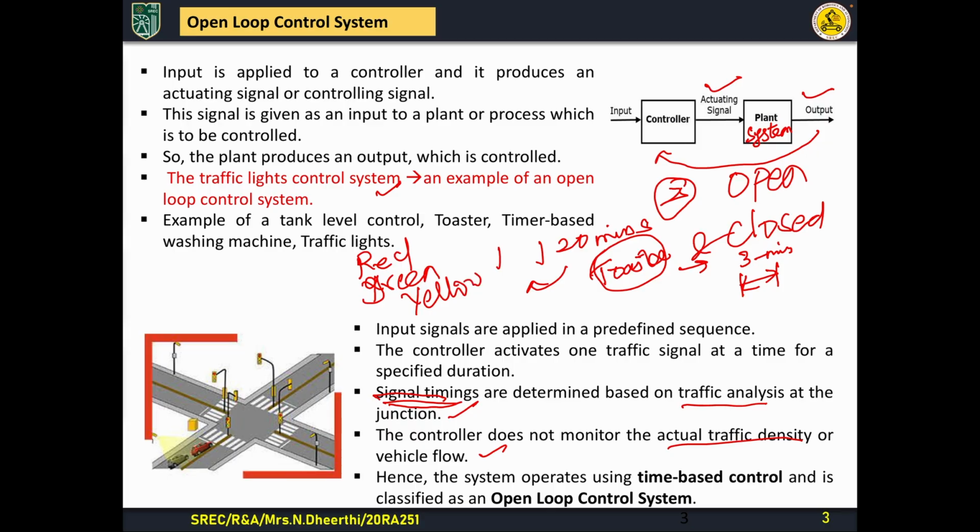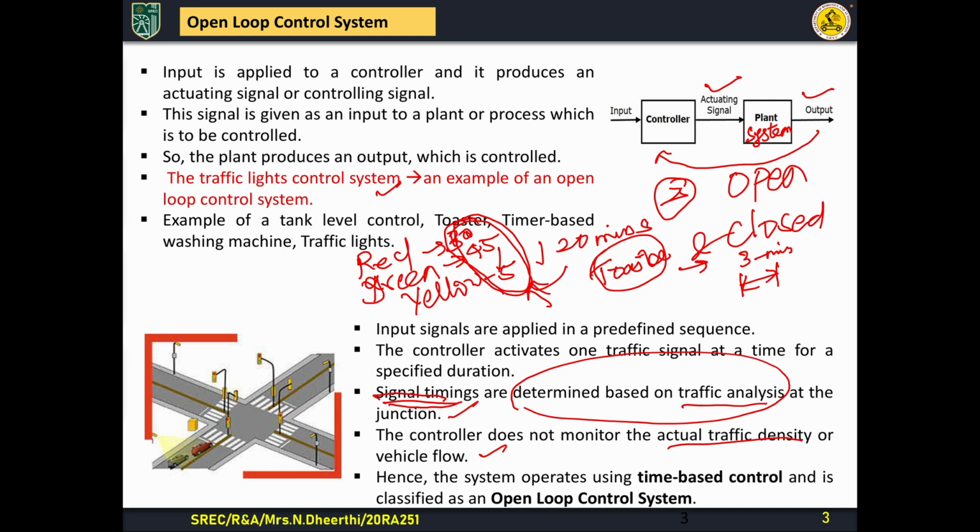So you have set red for 60 seconds, red for 30 seconds, green for 45 seconds, and yellow for 5 seconds. This time period is set using a predefined, determined time analysis of the junction. Based on previous studies on the junction, these times are set, so it doesn't take any feedback from the actual density at that junction at that time.